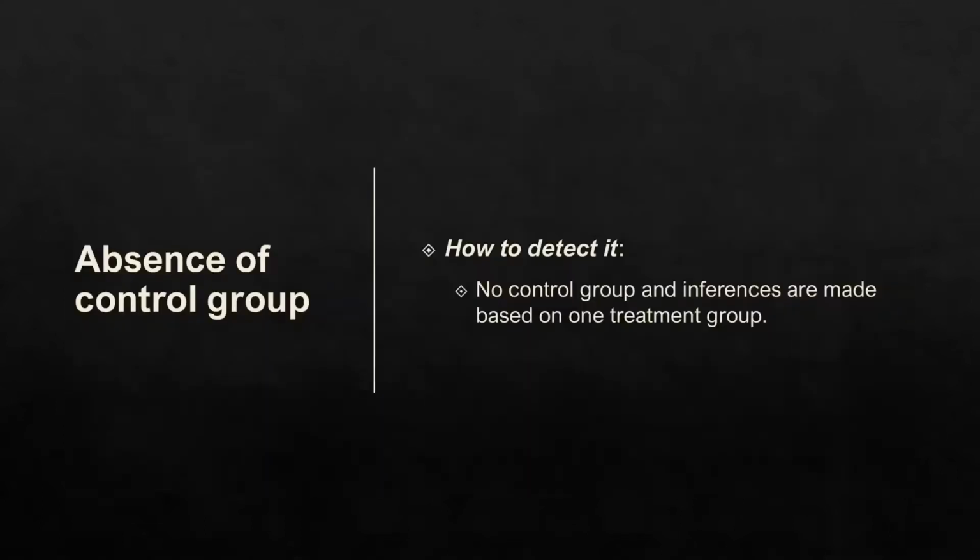So it's easy to detect, because obviously you can read up about the design of the study and see that there might not be a control group at all. All the inferences are made based on one treatment group. And people often call it a self-controlled study, so everybody acts as their own control.